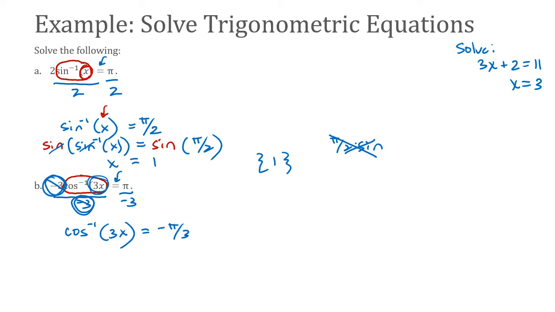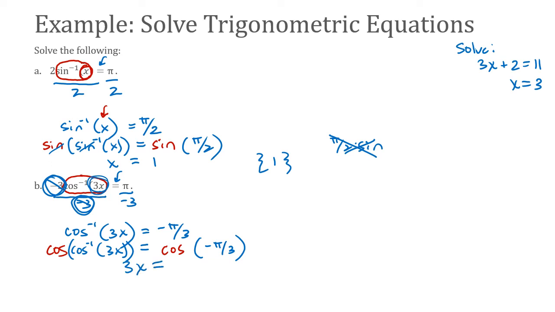All right, so now what? I need to get rid of that inverse cosine. So I'm going to do the same thing as you just saw me do. I'm going to take the cosine of the left and I'm going to take the cosine of the right. So I'm going to get cosine of inverse cosine of 3x. That's going to equal the cosine of -pi over 3. Cosine and cosine inverse undo each other. So I'm left with 3x.